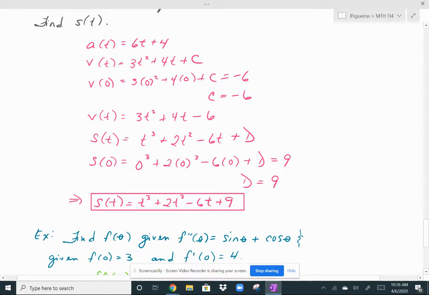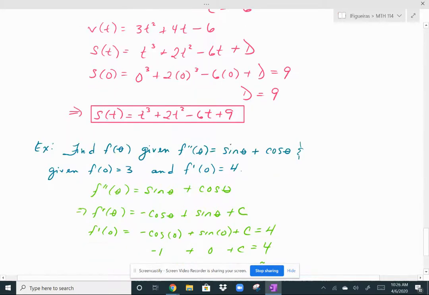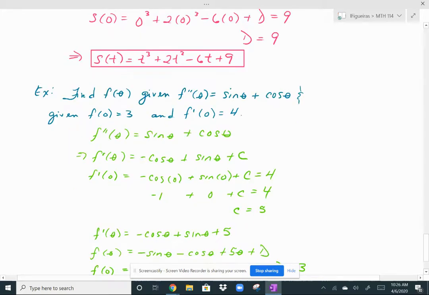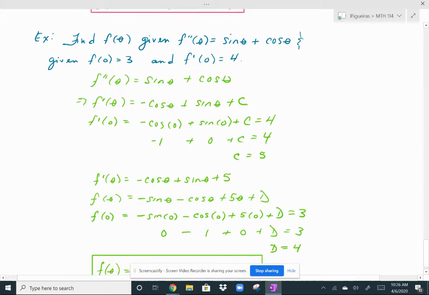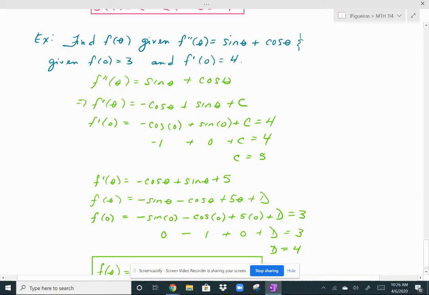Okay, here's another initial value problem. I want to find f of theta given that f double prime of theta is equal to sine of theta and cosine of theta, and you're also given that f of 0 equals 3 and f prime of 0 equals 4. All right, so again, you're given f double prime. You need to find f, so we have to take the antiderivative twice and use both of those conditions.